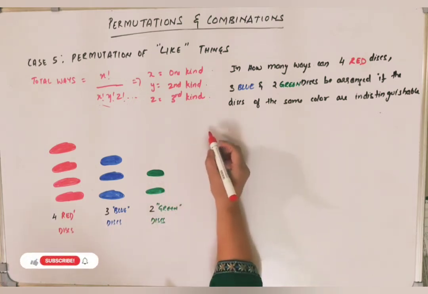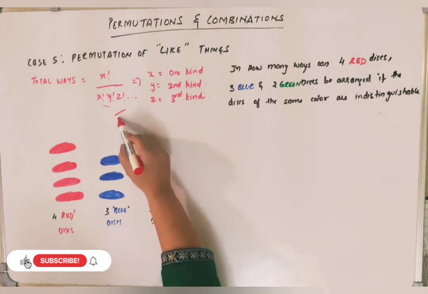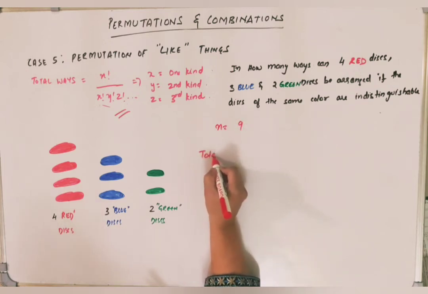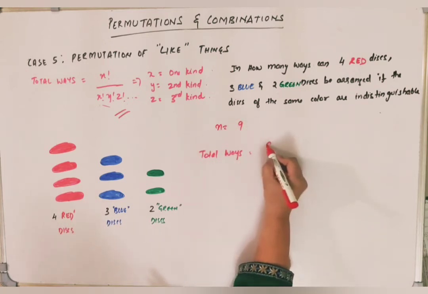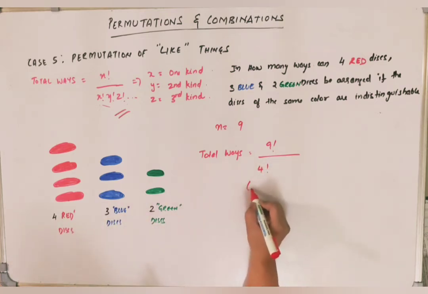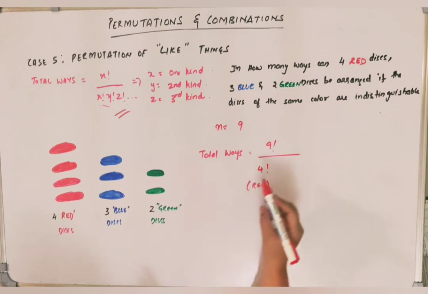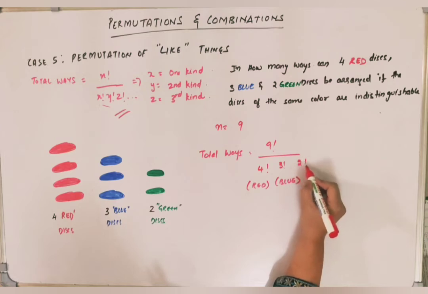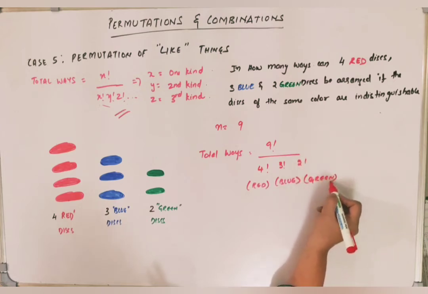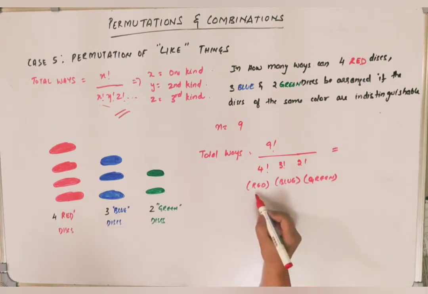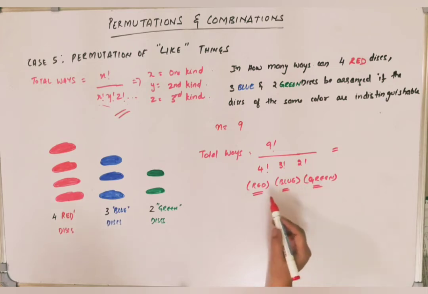So in this case, how do we find the number of ways? We'll use this particular formula. What is n? n is 9 for us. 4, 7, 9. n is 9. So total ways would be 9 factorial by how many repeated kinds we have? We have 4 red discs, so 4 factorial. This is for red discs. Then we have 3 blue discs, so that is 3 factorial. This is for blue. And then 2 green discs, 2 factorial. This is for green. So this is the total number of ways. We'll have to always put the repeated objects in the denominator.